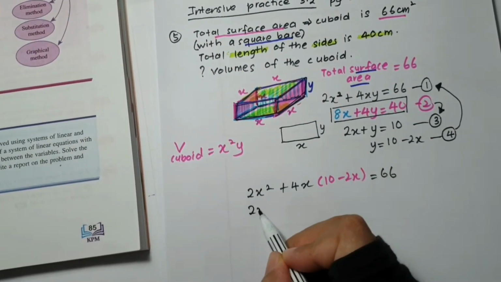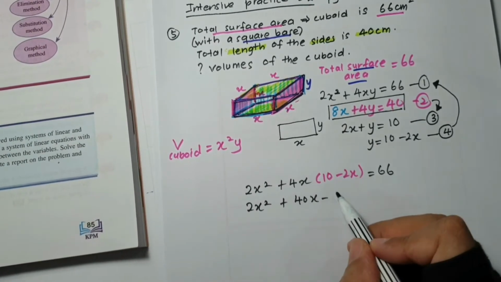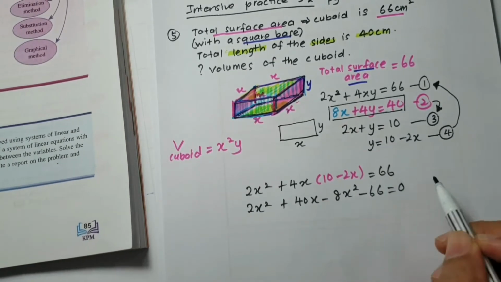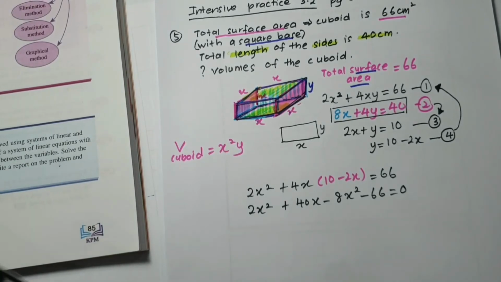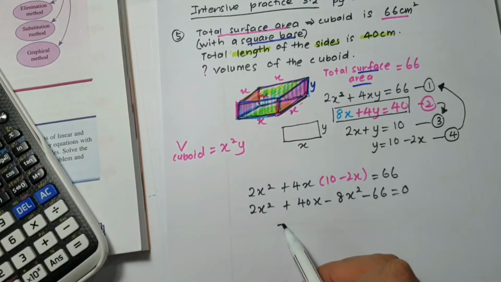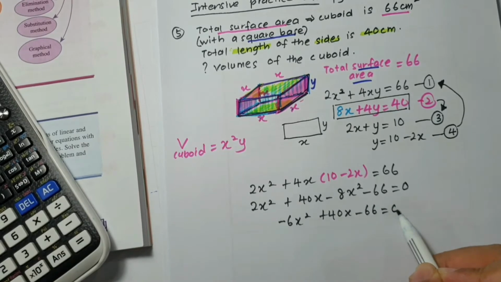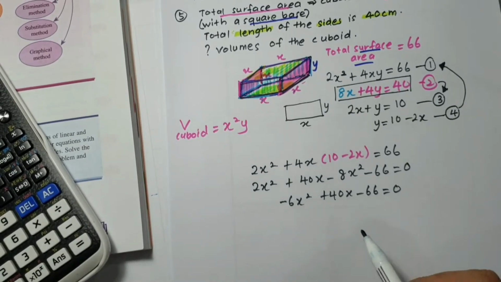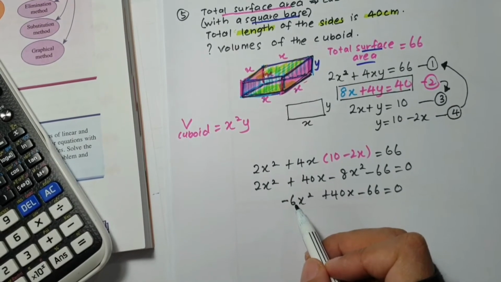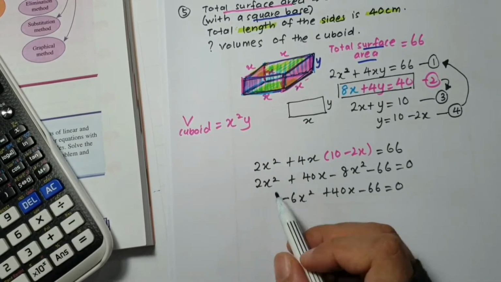So you solve this. 10 times 4x is 40x, minus 4 times 2 is 8, x times x is x squared. Minus 66 equals 0. Then simplify this, arrange in general form. 2x squared minus 8x squared becomes negative 6x squared plus 40x minus 66 equals 0. So this function you can simplify. Always make x squared a positive coefficient, so you can divide by a negative number here. So let's divide by negative 2.